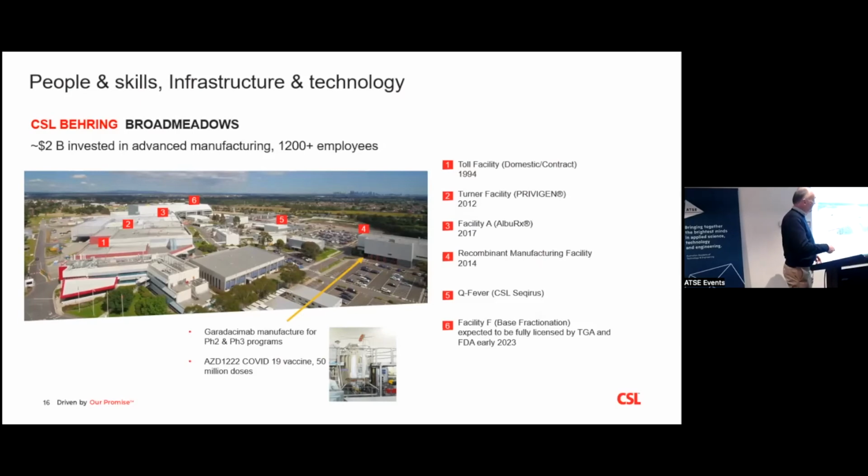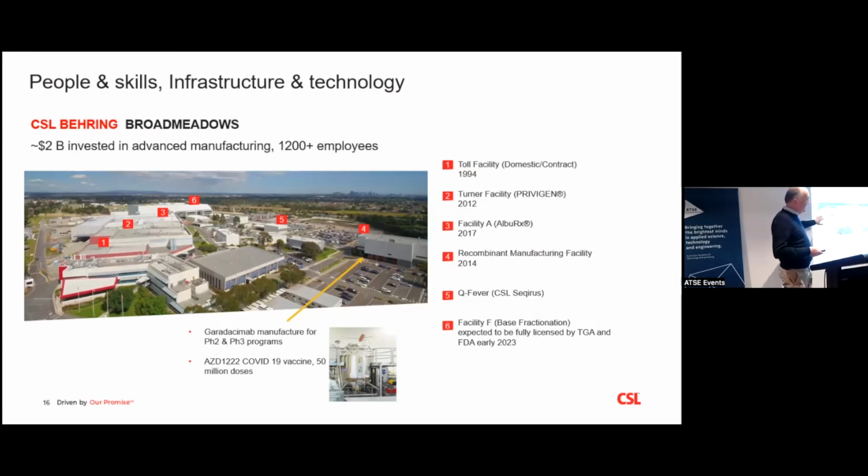You know, perhaps one of the most exciting things for me is this facility here, which is our phase 3 launch scale recombinant manufacturing facility. This is the facility that manufactured the garadacimab for the clinical program I showed you earlier, phase 2 and phase 3, and that it's producing material for launch. But it's also the facility that made 50 million doses of AstraZeneca vaccine. And, you know, while AstraZeneca vaccine got a bit of a bad rap, most of that was unwarranted. And it was the vaccine that protected Australia in the first instance. And we were really pleased to be involved in that.